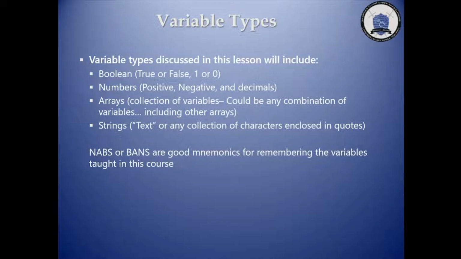An easy way to remember these is either nabs or bands, whichever one's easier for you. One thing to note here is that the numbers variable type is a combination of multiple types, such as integer, double, and float. We kind of just lump these all together as numbers.